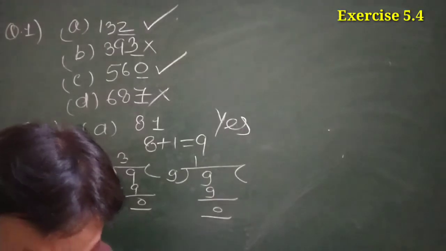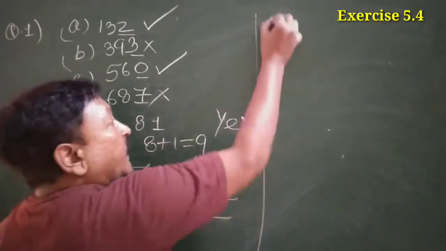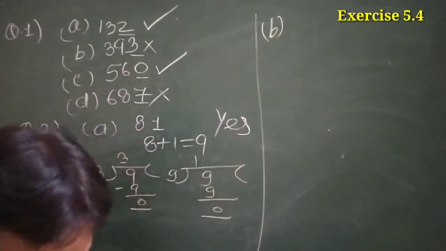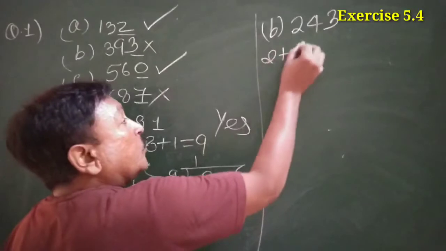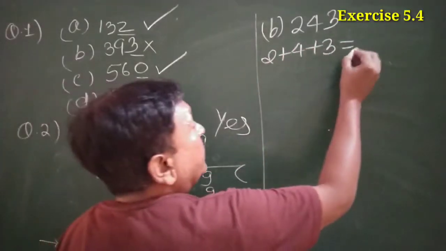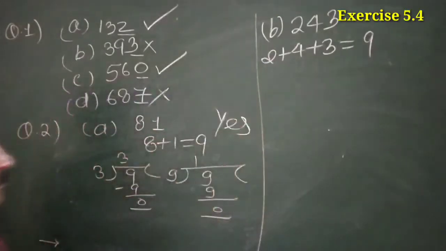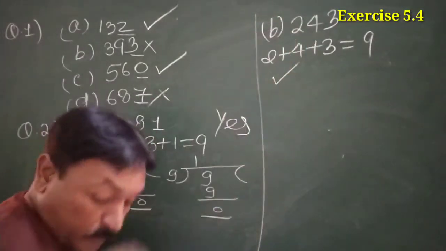So the answer is yes, because this number is divisible by 3 also and 9 also. Is it clear? In the same way, I will do one more part. See part B. Number is 243. 2 plus 4 plus 3. How much? 4 plus 2, 6. 6 plus 3, 9 again. In the same way, it means it is divisible by 3 and 9 both.